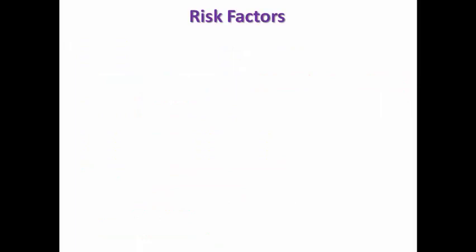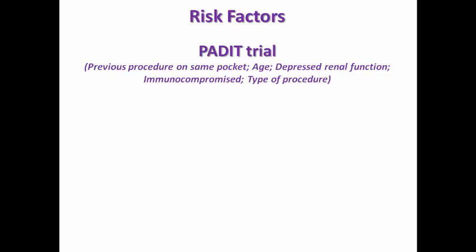If we speak about the risk factors to cause infection, we have multiple risk factors either related to the patients or factors related to the procedure itself. But we summarize them in the PADIT trial, which spoke about the most important 5 risk factors to increase the risk for infection. P standing for previous procedure on the same pocket. So is this patient having this procedure for the first time, or he had another procedure before on the same pocket? A standing for age, D standing for depressed renal function, I for immunocompromised state, and T for the type of procedure the patient is having.